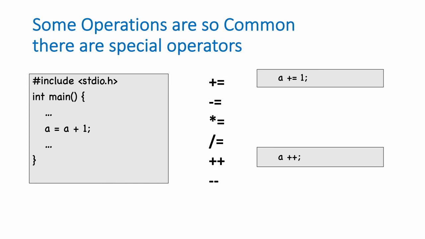Now, some of the operations are so common that there are special operators for them. For example, adding 1 to an integer is very common. So instead of going a equals a plus 1, you can go a plus equals 1. That will have the same effect. And then again, you can also just do a plus plus. It's even easier. Use a plus plus when you're incrementing by 1, and a plus equals something when you're incrementing by more than 1, is what people typically do.